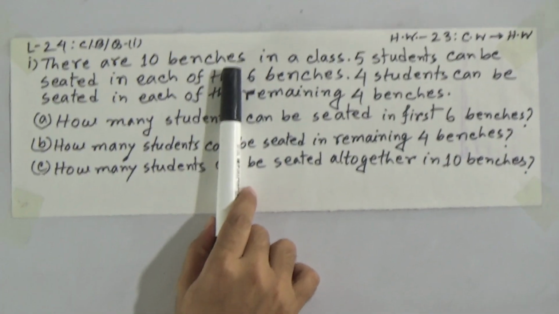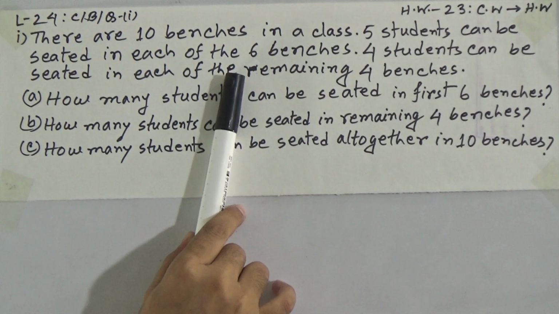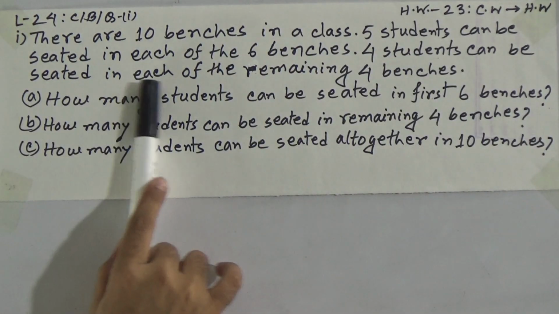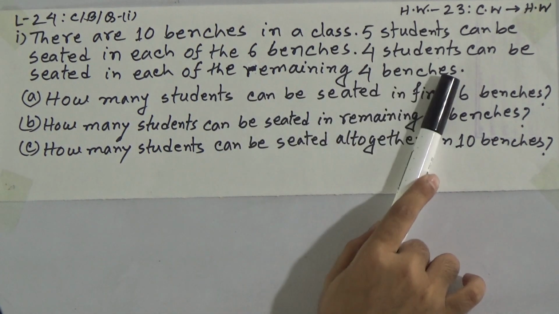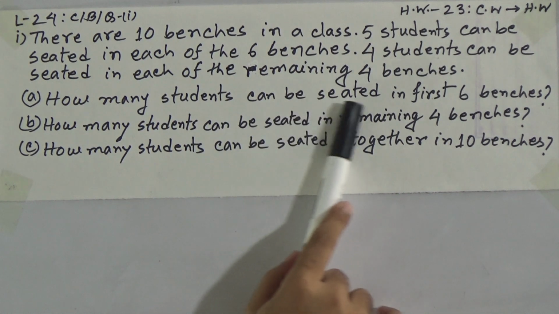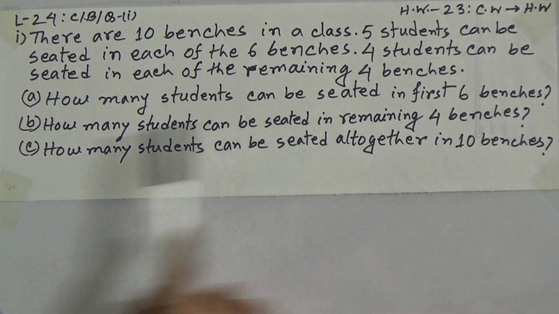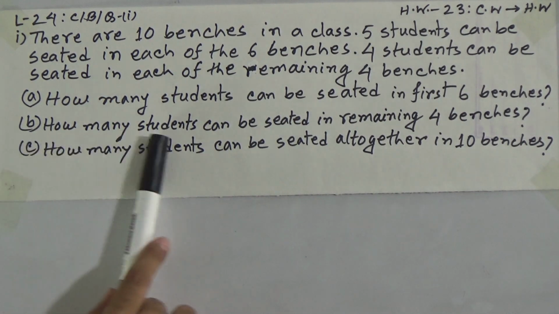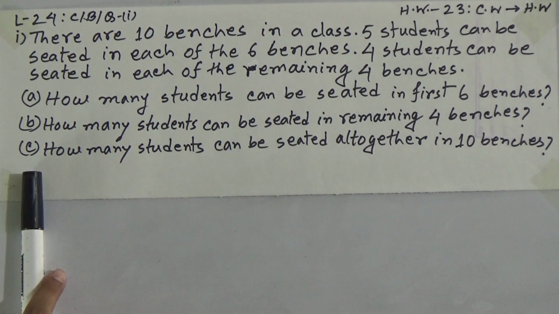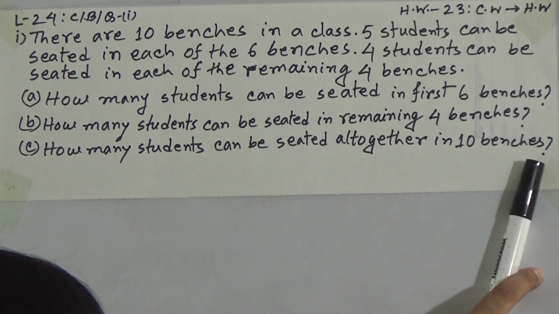There are 10 benches in a class. 5 students can be seated in each of the 6 benches. 4 students can be seated in each of the remaining 4 benches. First question, A: how many students can be seated in first 6 benches? Question B is how many students can be seated in remaining 4 benches, and question C is how many students can be seated altogether in 10 benches.